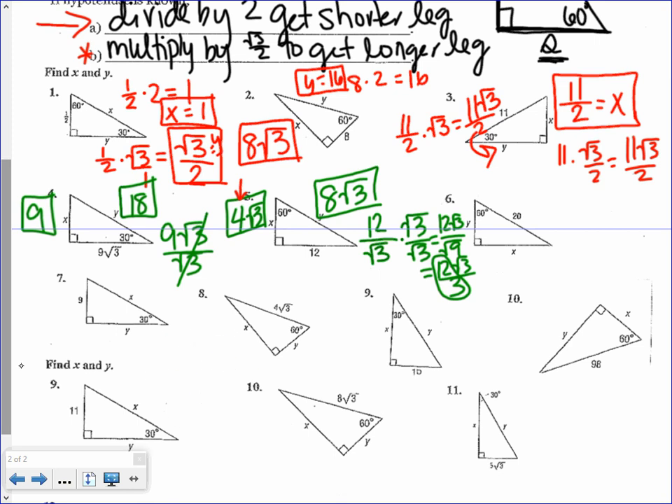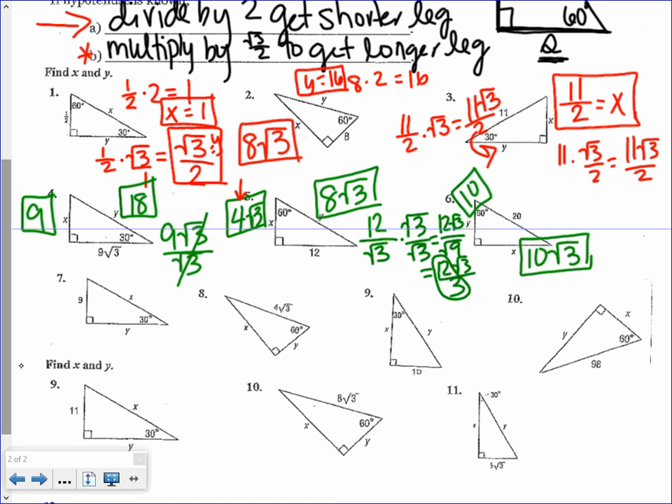So let's look at number 6. They give us the hypotenuse. So if we know the hypotenuse, divide it by 2 to get your shorter leg. So 20 divided by 2 is 10. So our shorter leg is 10. And then if you multiply that by square root of 3, you get 10 square roots of 3 for your longer leg. So that's how you work through some of those.